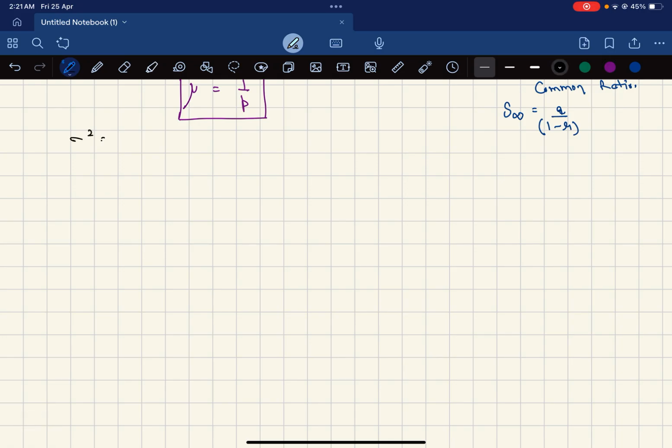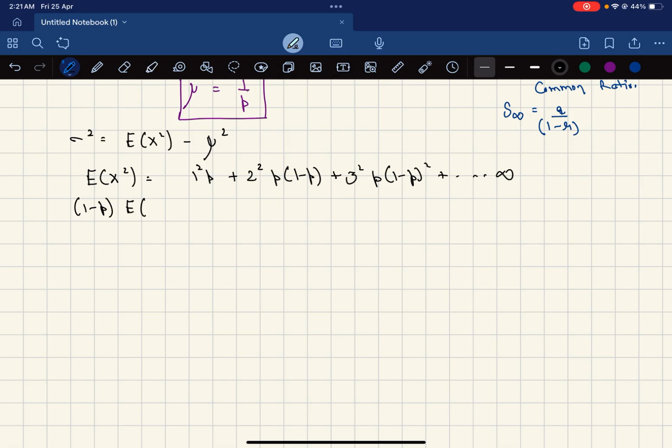Now moving on, for variance, we again need to calculate the second moment of x and subtract the square of mean from the second moment of x. Now to calculate the second moment, we have 1 square into p plus 2 square into p into (1 minus p) plus 3 square into p into (1 minus p) whole square, and so on till infinity. Now once again we multiply both the sides with 1 minus p, and we'll be left with p into (1 minus p) plus 2 square p into (1 minus p) whole square, and so on. Now once again we subtract, and 1 minus (1 minus p) is nothing but p into E[x square].